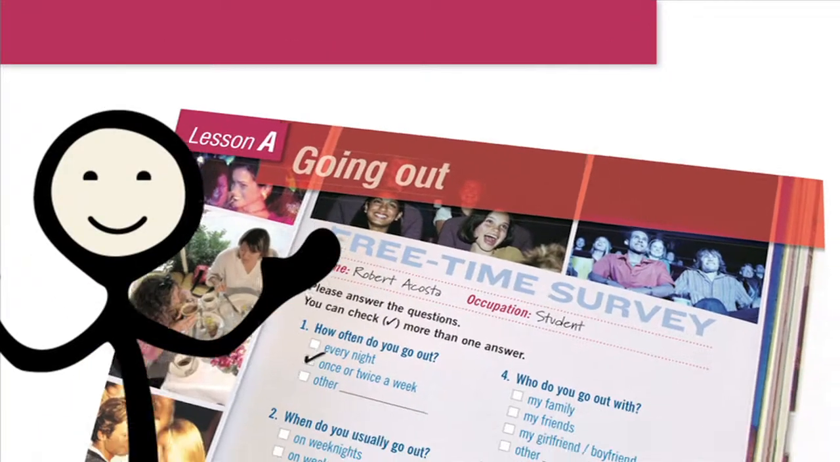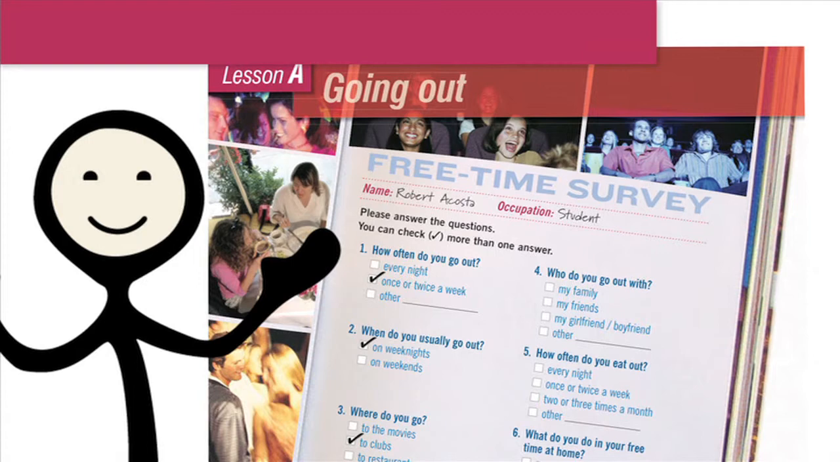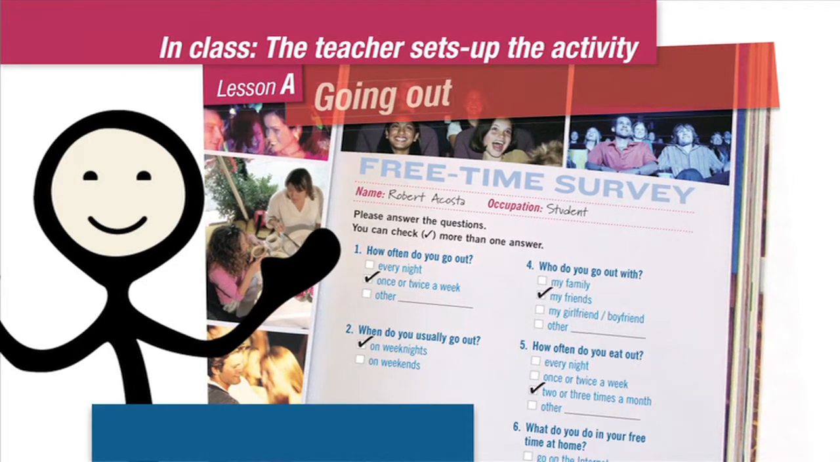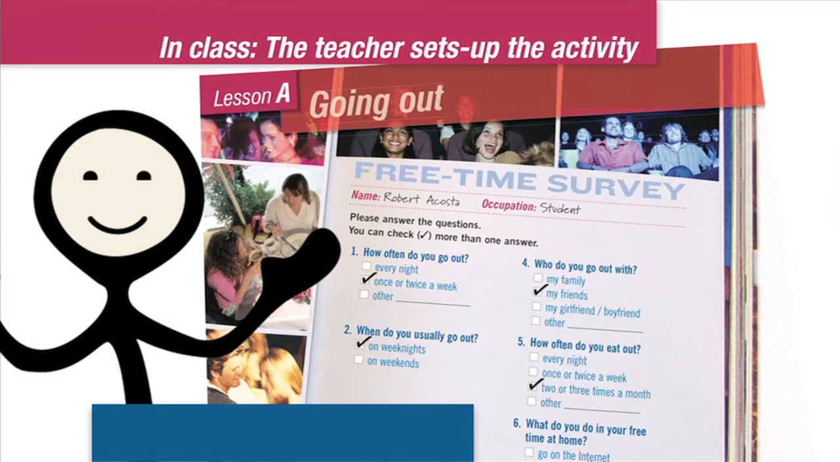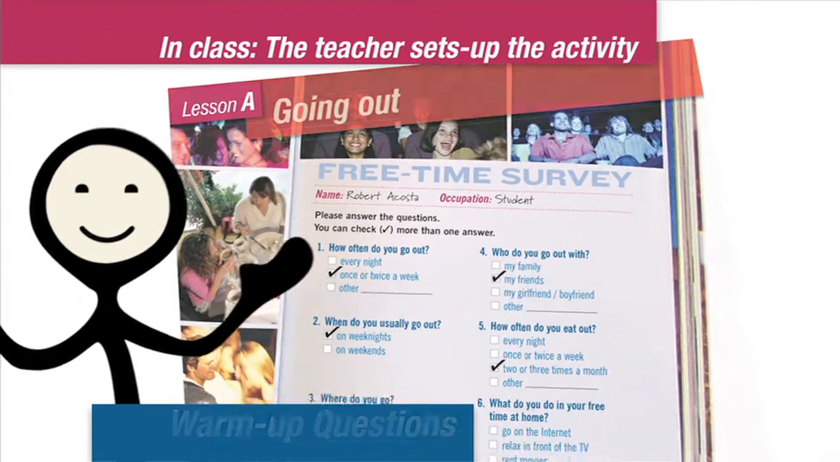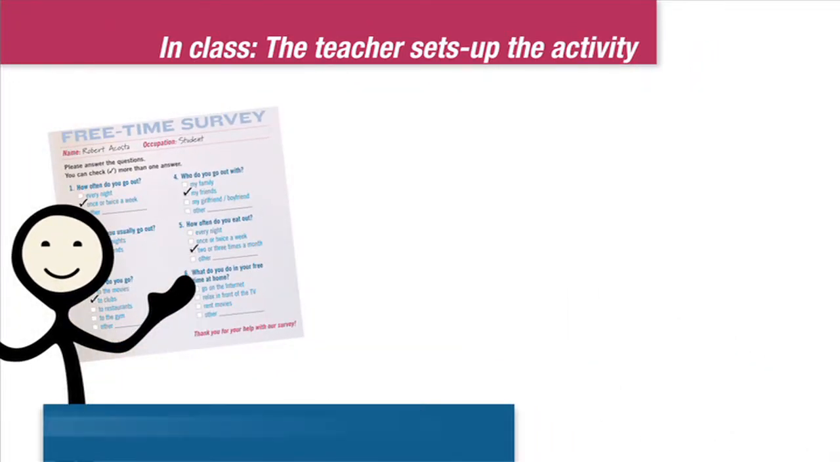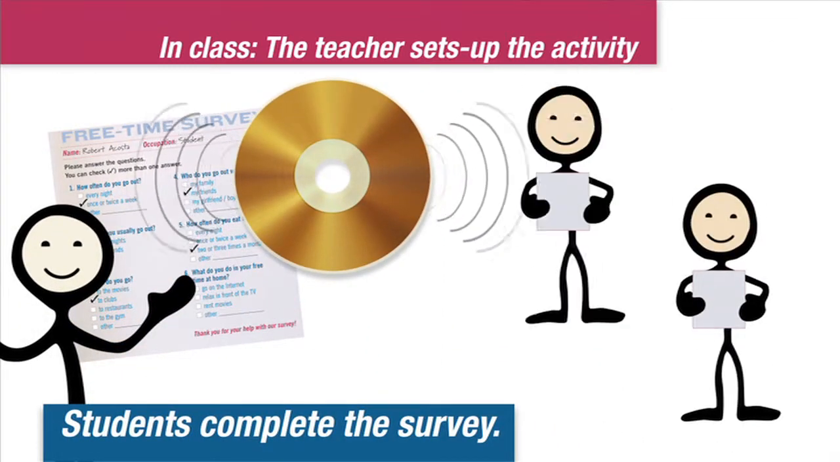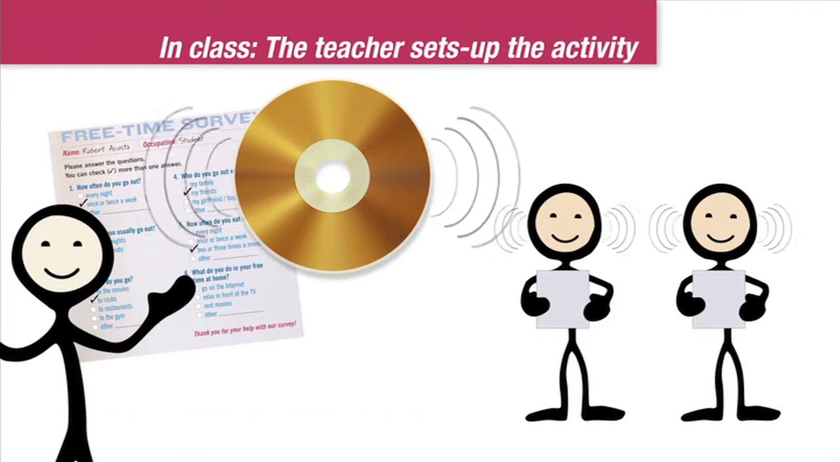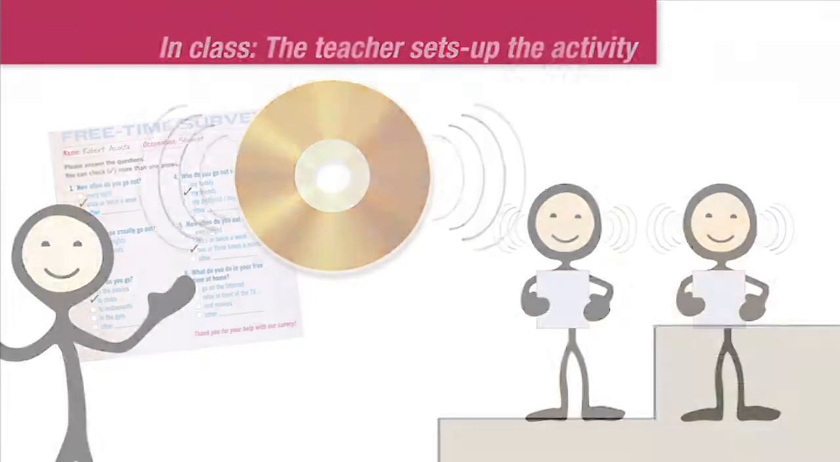For example, here is a survey from the student's book. In class, the teacher sets up the activity with a series of scaffolded steps. Typically, there is pre-teaching of vocabulary, warm-up questions around the topic, followed by practice activities. Finally, the students complete the survey by listening to an audio CD.